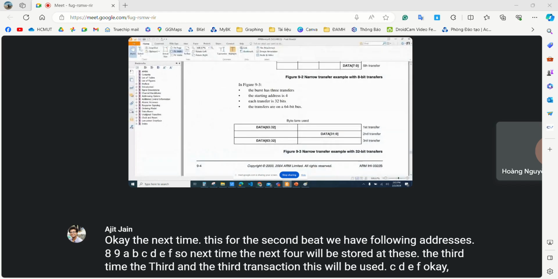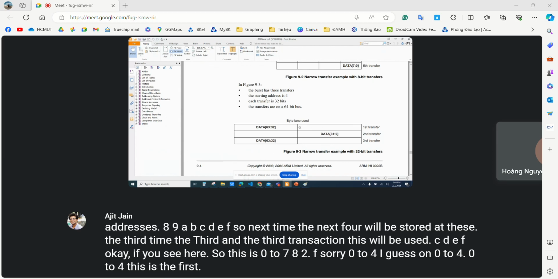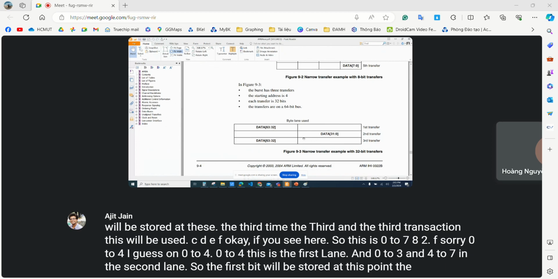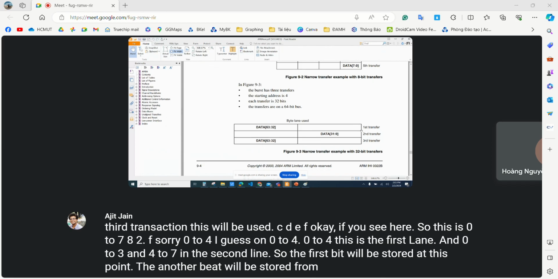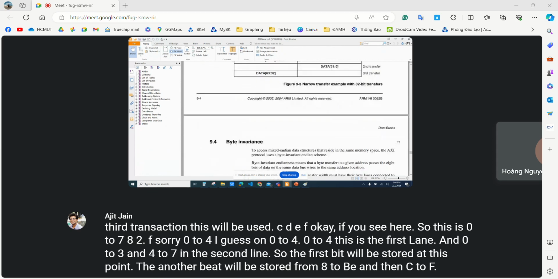Okay, if you see here, this is 0 to 7, 8 to F. Sorry, 0 to 4, I guess. 0 to 4, this is the first lane, and 0 to 3, and 4 to 7 is the second lane. So the first beat will be stored at this point. The another beat will be stored from 8 to B, and then C to F.